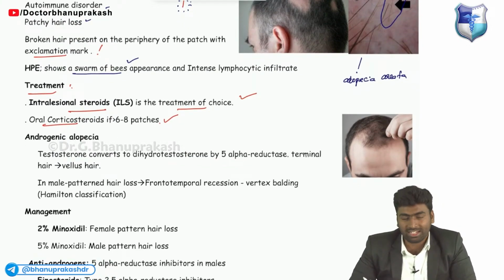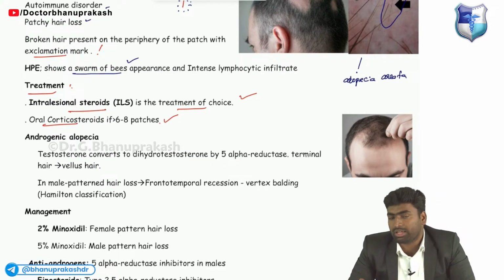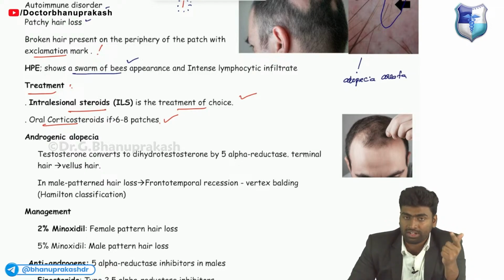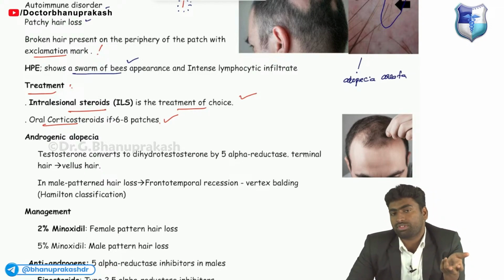Most of them that start with A and T will be non-scarring. For example, alopecia areata, androgenic alopecia, all of them.